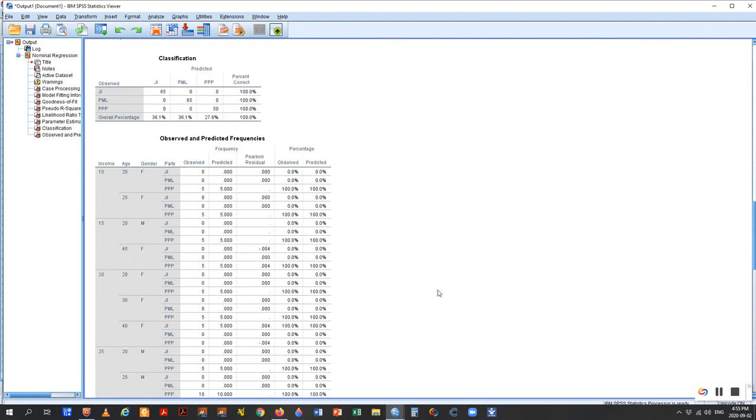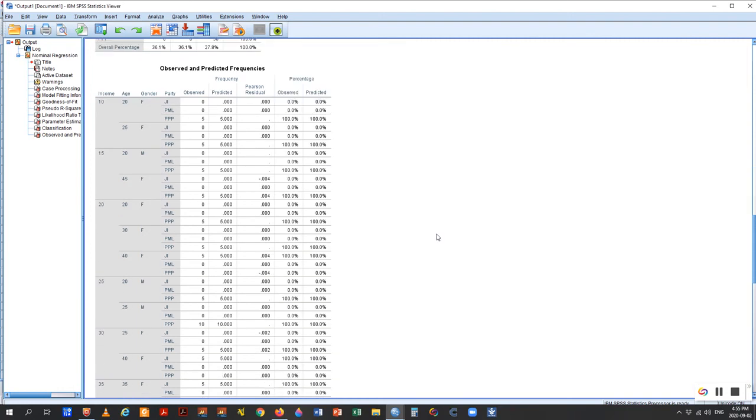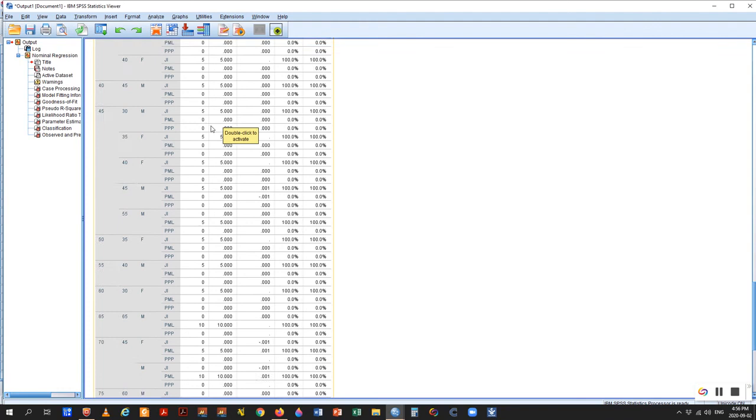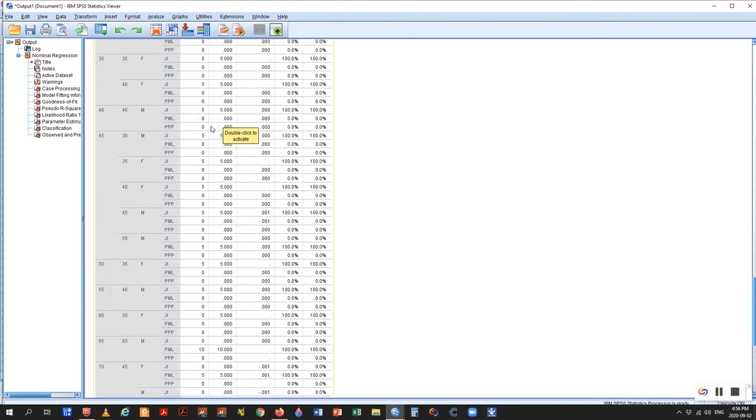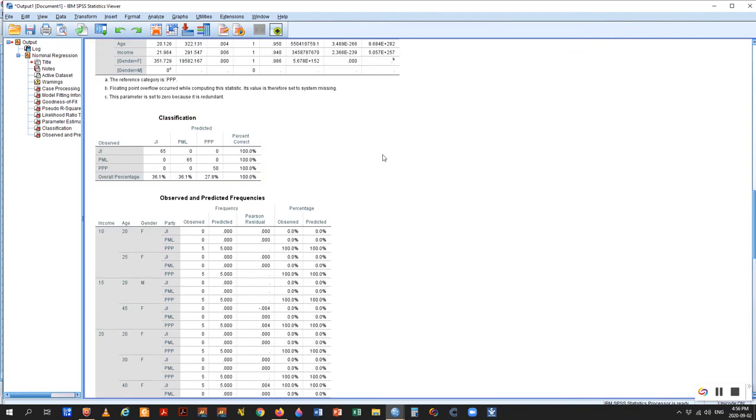And finally, the last table is the observed and predicted frequencies. The variables of income, age, gender, and party are cross-tabulated and used to examine the prediction rates of the independent variables on the categories of the dependent variable. So again, we have the column of observed and predicted, and it tells us what the observed, actual value is, and then what the predicted value is. Now we're going to get perfect scores on this table, and you can just take it all the way down for every category. So it shows us how well we are able to predict.